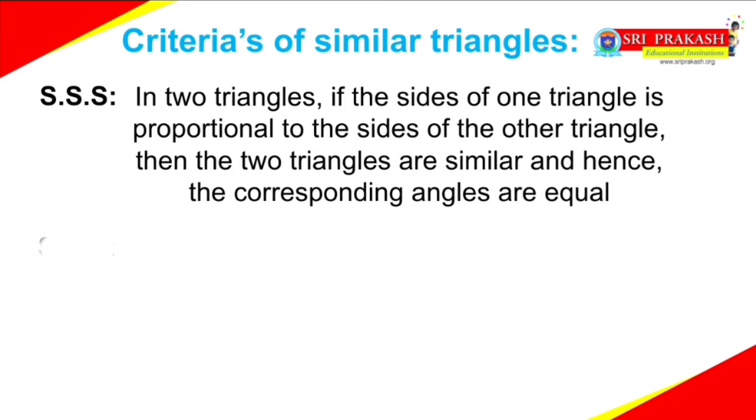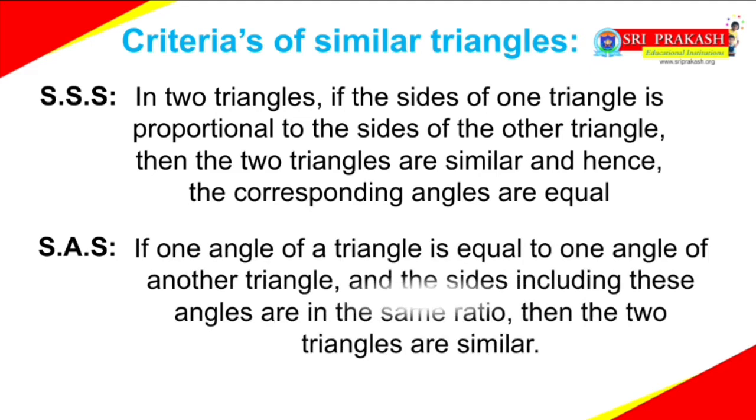Next, SAS criteria. Children, if one angle of a triangle is equal to one angle of another triangle and the sides including these angles are in the same ratio, then the two triangles are similar.